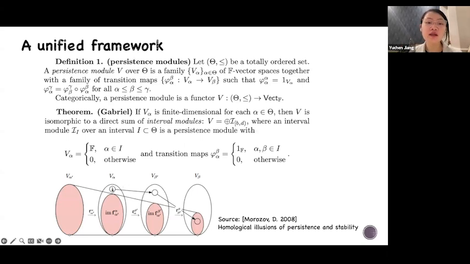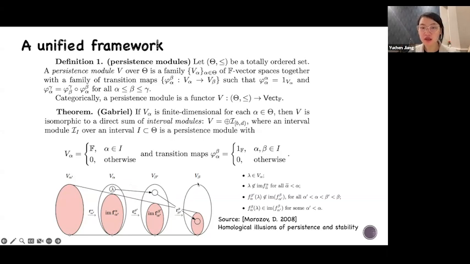As we see here, lambda is an element that first appeared in the vector space V_alpha, and it persists until it eventually gets absorbed in the image of some vector space V_alpha prime, for some alpha prime less than alpha, at time beta. So we can say this lambda element is born at time alpha and dies at time beta. And what that means is this persistence module will actually have a summand of the interval module over the interval [alpha, beta].